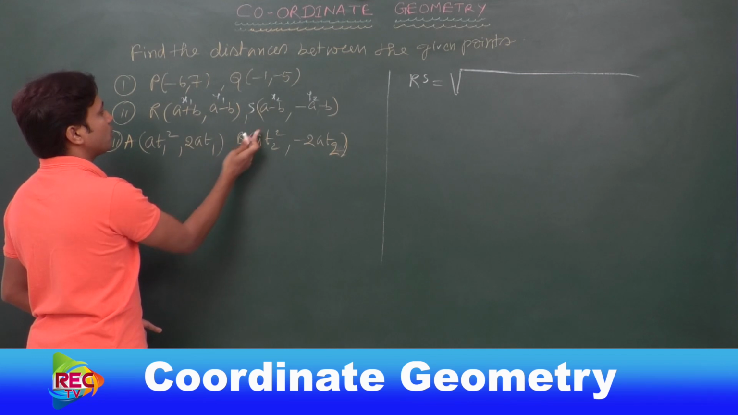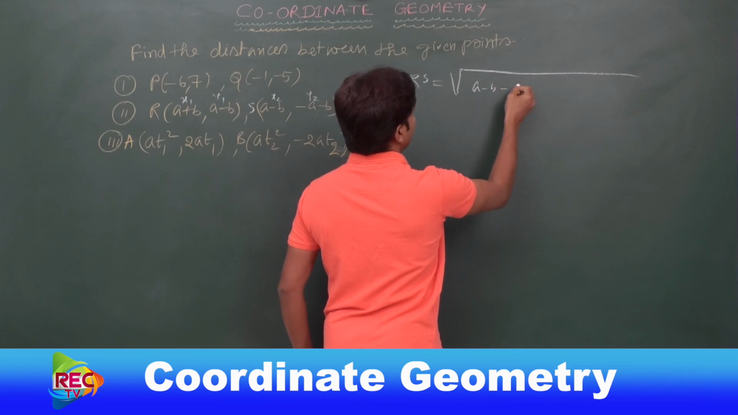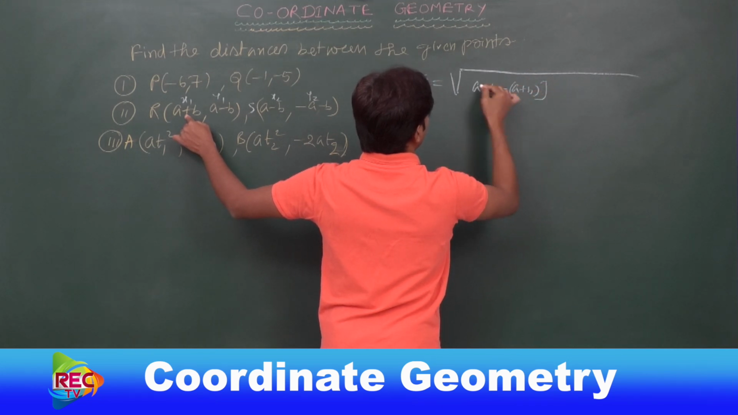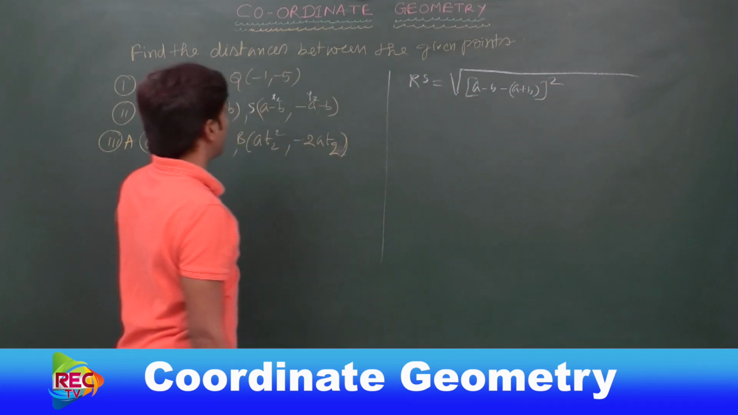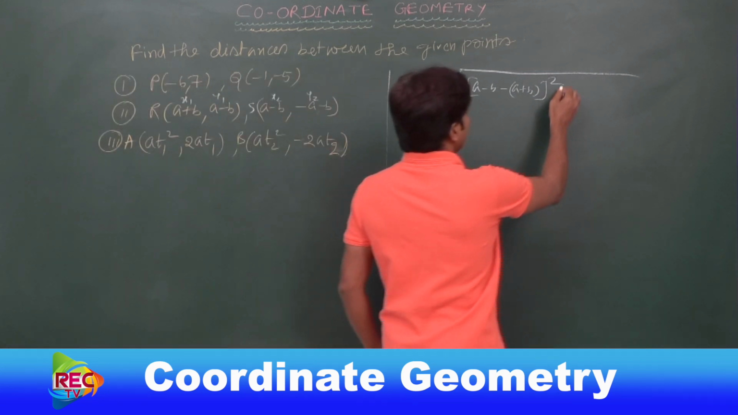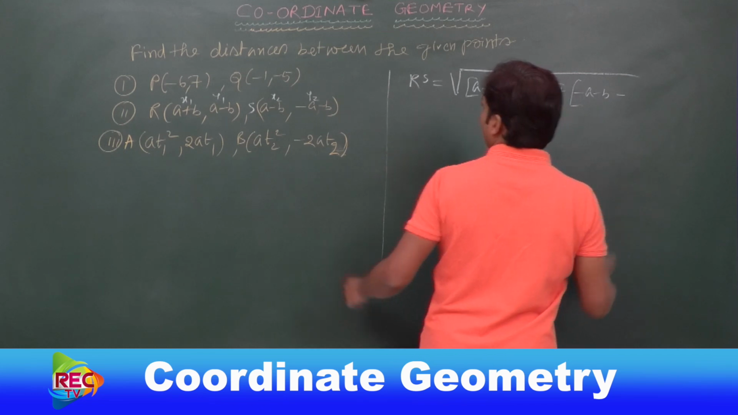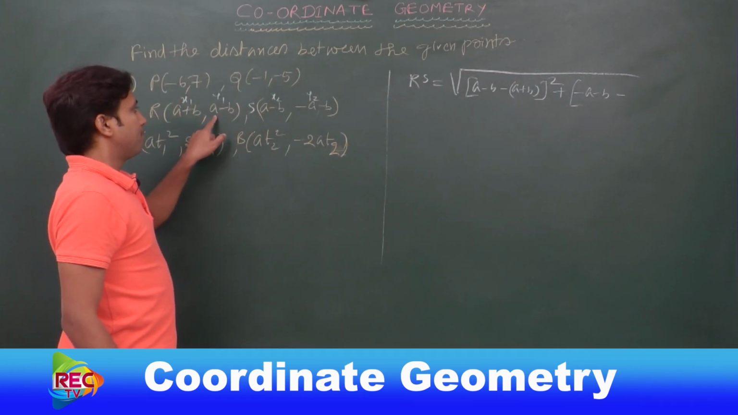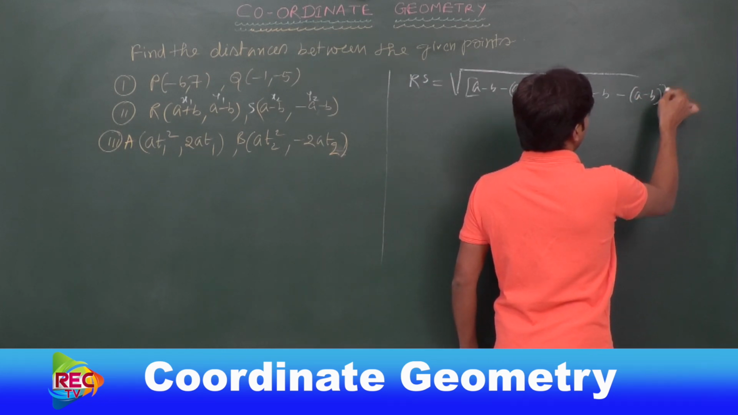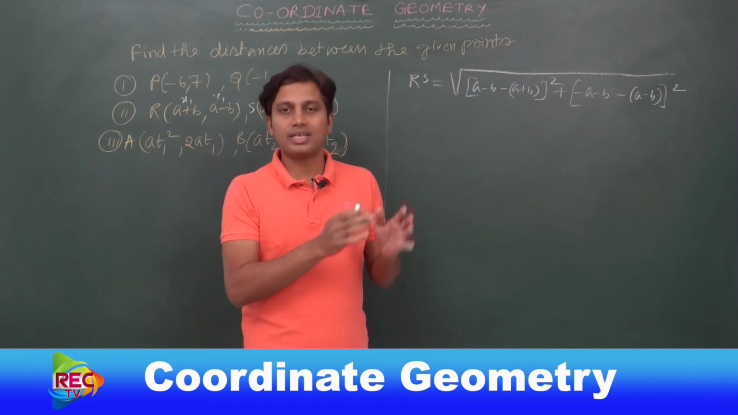So x2 minus x1 whole square. That means here a minus b minus of a plus b, whole square. Similarly, y2 minus y1 whole square. What is y2? Minus a minus b. So here minus a minus b, minus of a minus b, whole square. So we just have substituted the x1, y1 and x2, y2 values in the concerned formula.